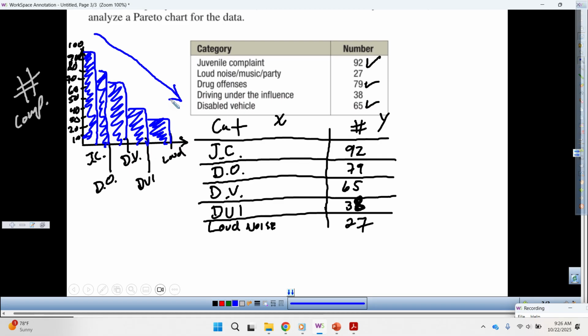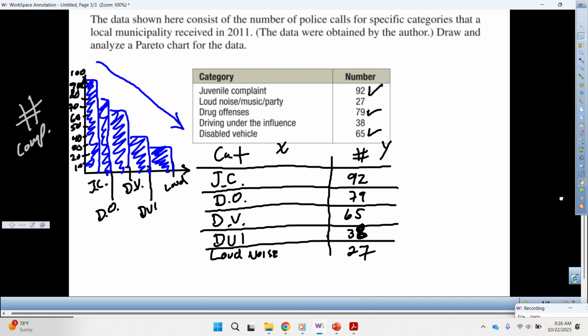Now, why do we need this kind of graph? Because it's easier to identify whatever category they're talking about. In this case, they're talking about complaints or calls to the police department with complaints. What was the most that people complained about? Juveniles, yeah. People going crazy out there. Or juveniles going crazy, yeah? Which is the least amount of complaints or calls? Loud music, right? Or parties, all right.